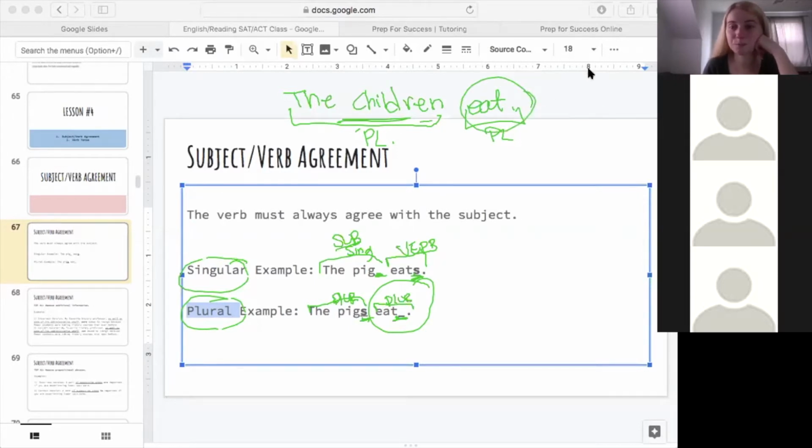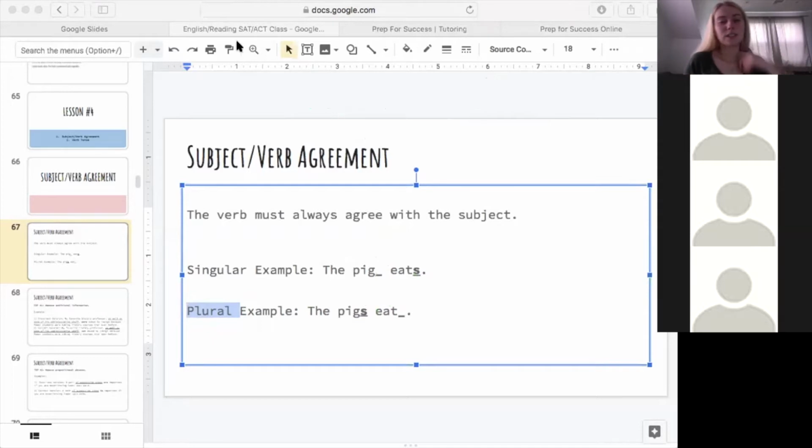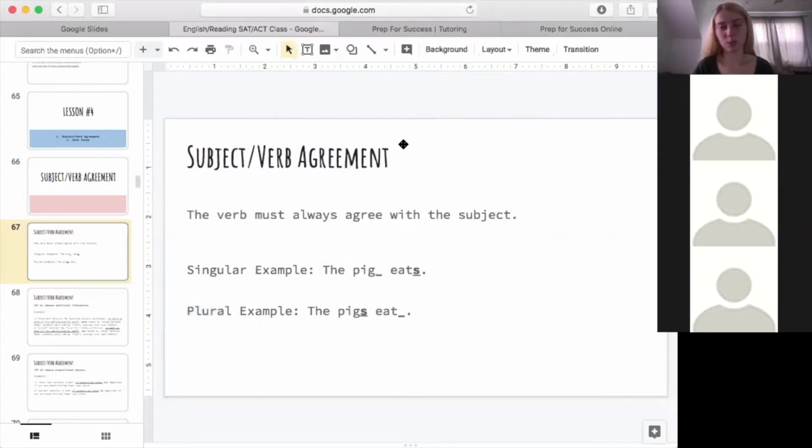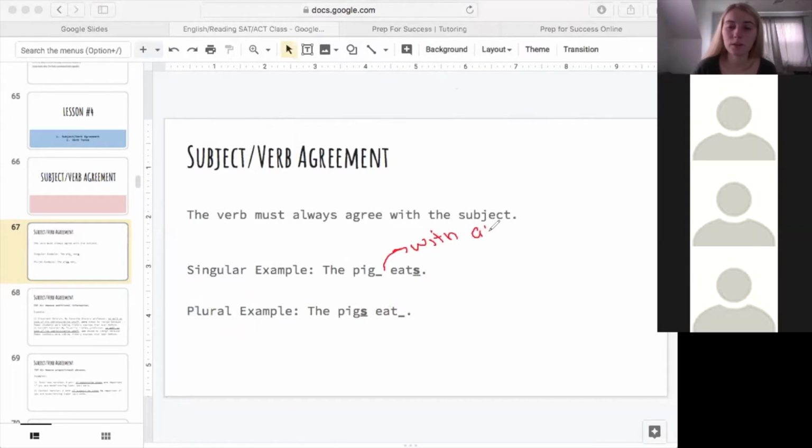Now, this can become a little more complicated, because as we mentioned, you're not going to have something as simple as this. You might have something that looks like this: The pig with all the other animals eats. In this case, you might be thinking, oh, now eats and animals don't line up, so I might have to cross out that S.